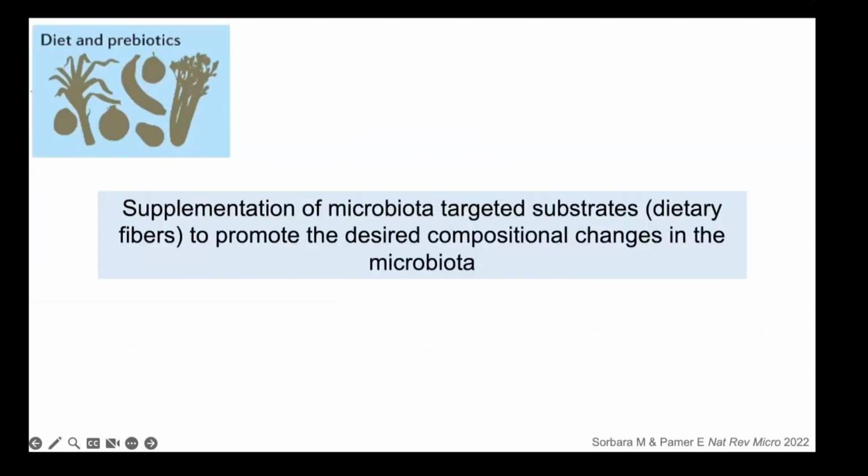So next is diet and prebiotics. And I think this is another really interesting avenue. This refers to the supplementation of microbiota-targeted substrates to promote desired compositional changes in the microbiota. This is quite interesting because we know that diet has quite a big impact on the microbiome, and there are certain studies that look at microbiome composition shifts with different diets. For example, a plant-based diet has been found to increase prevalence of Firmicutes members that metabolize fiber and complex polysaccharides. And so it's really the body responding to what you're putting into it.